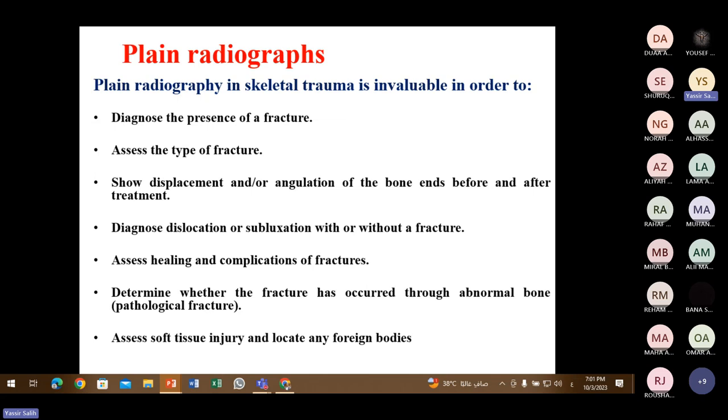It can also assess the dislocation or subluxation of a joint with or without fracture, and can be used for follow up to assess the healing process, if there is any callus formation, well healing or not, if the fracture is not healed well, and if there is a complication of fracture, for example malunion or nonunion, or osteomyelitis. It can also be used for assessment of pathological fracture, if the bone is abnormal before the fracture, and for assessment of the soft tissue. Soft tissue can also be well assessed by plain X-ray. So don't miss to request the plain X-ray for assessment of fracture.